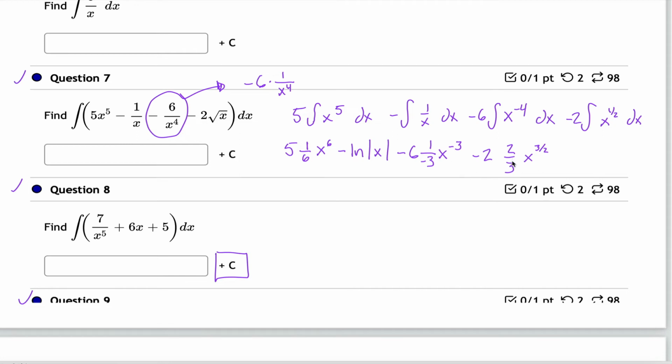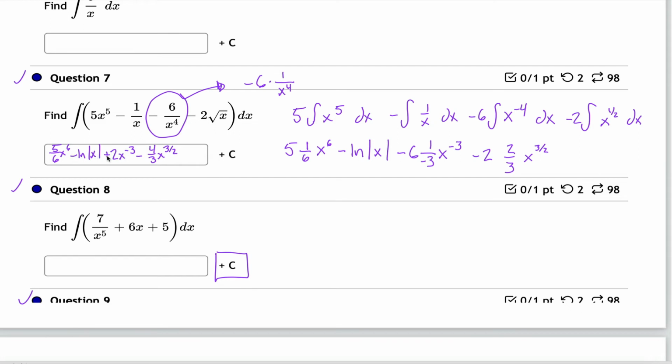This is an acceptable answer the way it's written, but you might want to clean it up a little bit. You might want to make it 5/6 x to the 6th power minus the natural log of the absolute value of x. And then I have a negative and a negative, so that turns positive. And 6 over 3 is 2. So I have plus 2x to the negative 3rd power. And then this negative 2 and this 2 give me negative 4. So I can make it minus 4/3 x to the 3/2 power. Different ways you can rewrite this, but I'd argue that this is plenty simplified enough.